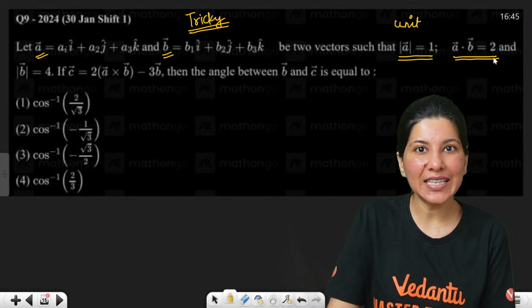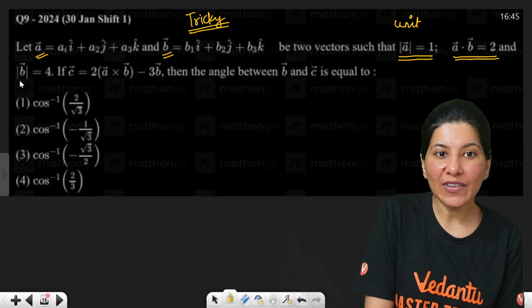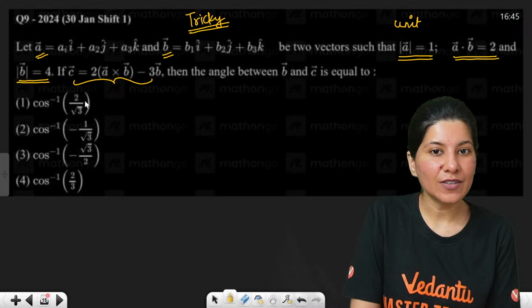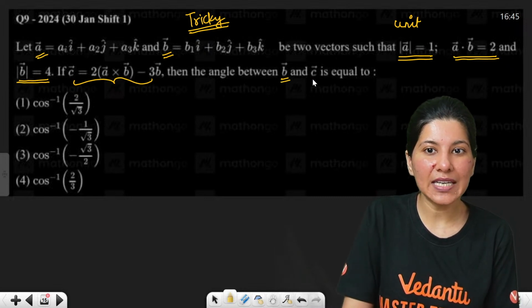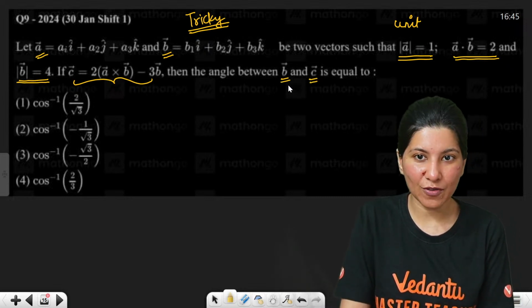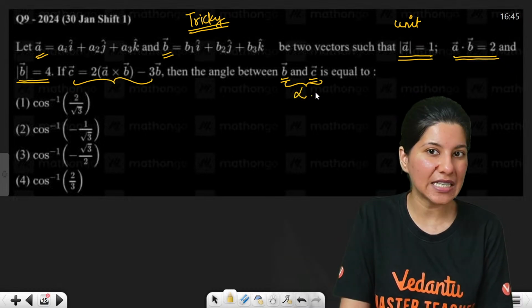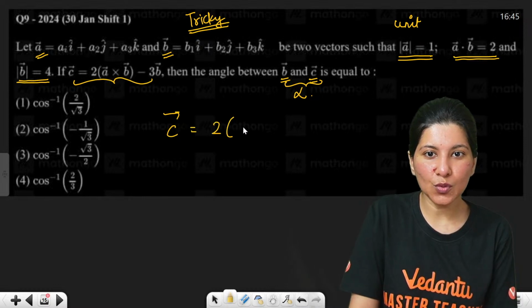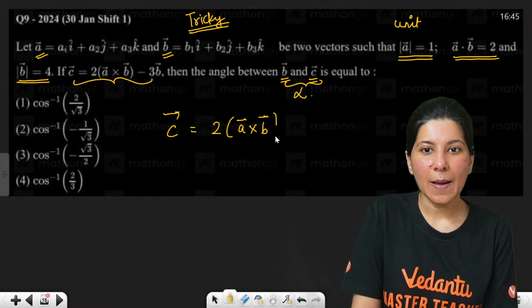A dot B is 2 and B magnitude is 4. And we are here with C vector. Angle between B and C is something which we are looking for. Let us assume angle between C and B is alpha. And we have only one equation, which is C is equals to 2A cross B minus 3B.